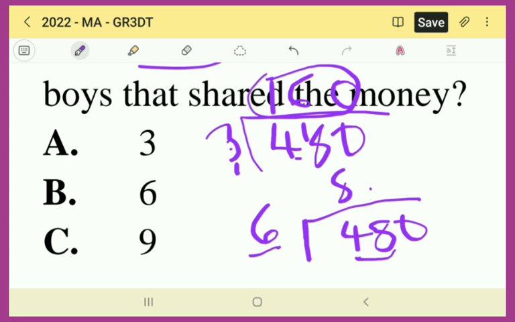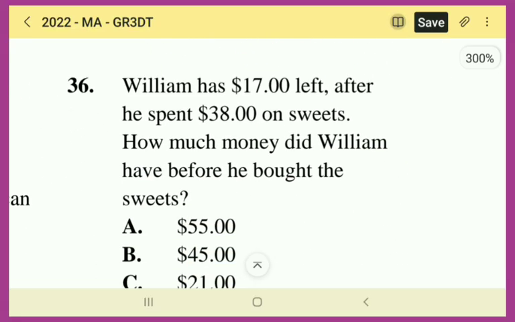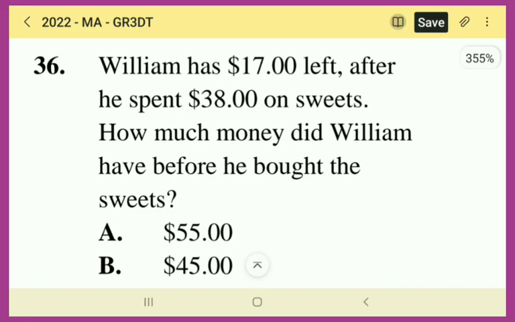People, keep your head moving fast. All right. So 6 into 48, 6 8s are 48, and put back your 0. So we know it could also be 6. Because we've eliminated A and B, knowing that it could be them, then we know the answer is going to be C. No need to work it out. All right, guys? That's how you move and you run fast. 36.